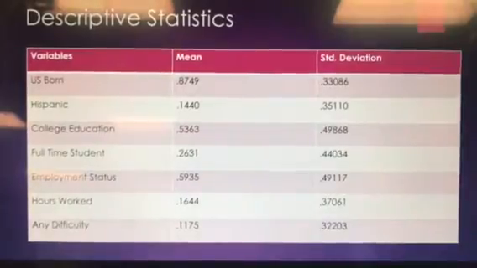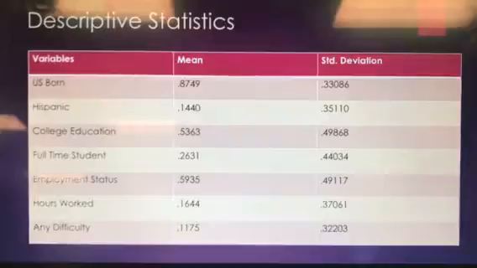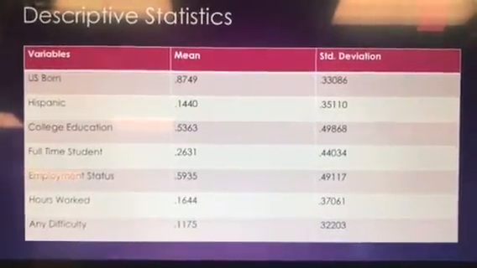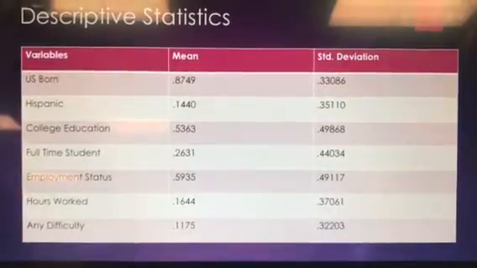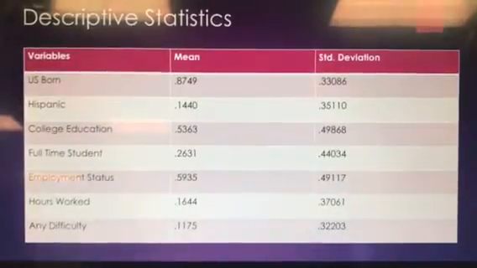Descriptive statistics. Here we have a table that shows all our variables, their mean, and the standard deviation. What the mean is, for example, US born, the mean is 0.8749. What this means is 87.49% of the people in our sample were US born, and so on.